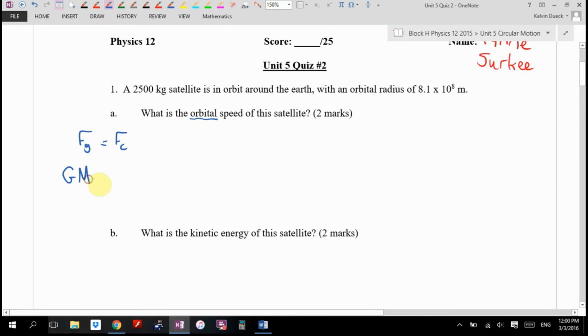Big G, big M, little m, over r squared, and that equals mv squared over r. Well, really what it equals is ma, because force equals force. Really, though, it's m a_c, because we're moving in a circle. I need to use a circular acceleration. What you have on your formula sheet for this unit are only two equations, the v squared over r and the 4 pi squared r over t squared. But just remember, those are accelerations. Those aren't forces. You need to multiply by a mass to get a force.